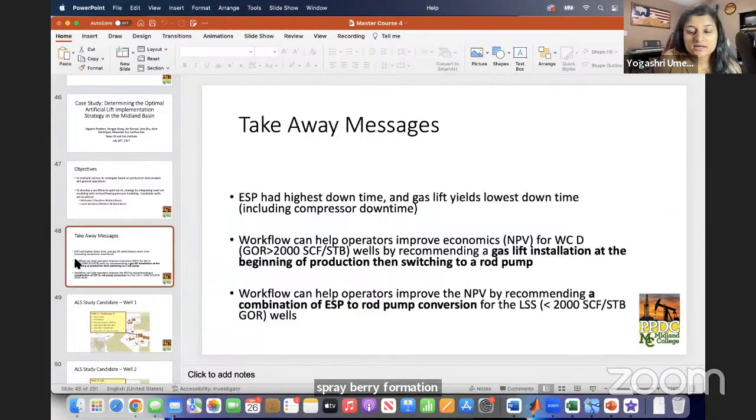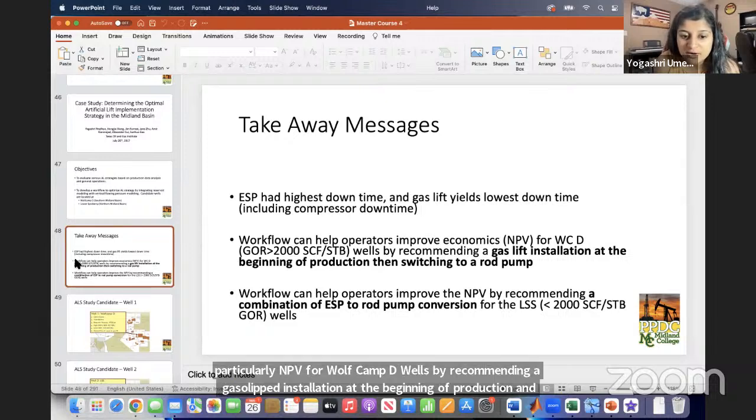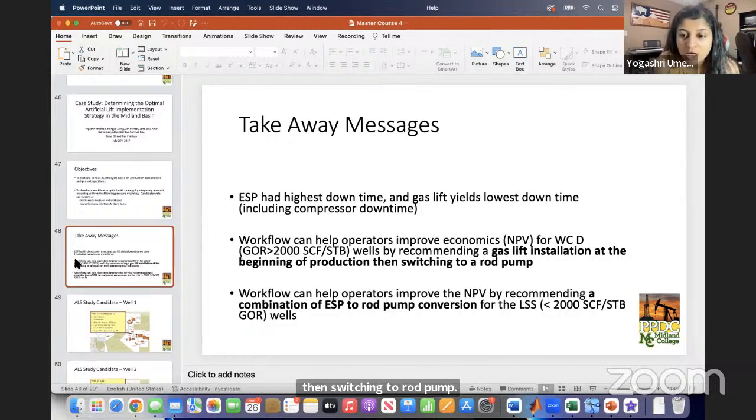Some of the takeaways that I'll talk about in this presentation are that the ESPs had the highest downtime and the gas lift had the lowest downtime, including compressor downtime. The workflow can also help operators improve economics, particularly NPV for Wolfcamp D wells, by recommending a gas lift installation at the beginning of production and then switching to rod pump. The workflow can also help operators improve NPV by recommending a combination of ESP to rod pump conversion in the Lower Sprayberry Formation.